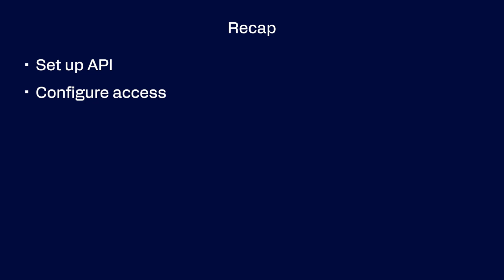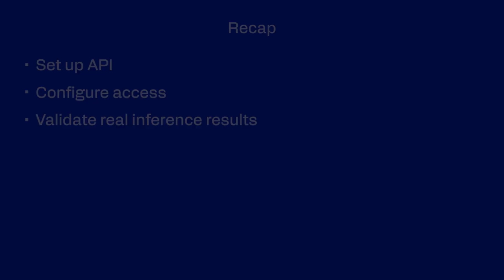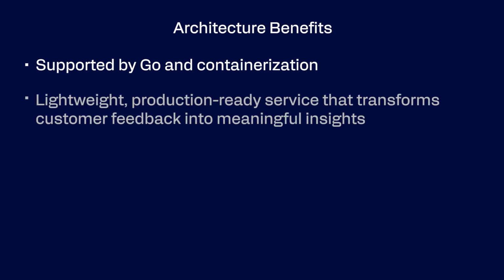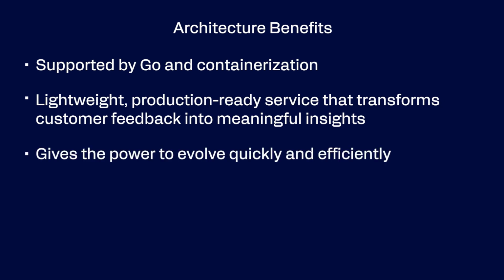There you have it. We just built and tested a complete microservice powered by the Qualcomm AI Inference Suite, setting up the API, configuring access, and validating real inference results. This architecture, supported by Go and containerization, gives you a lightweight, production-ready service that transforms customer feedback into meaningful insights. Whether you're scaling sentiment analysis, adding new AI tasks, or experimenting with backends, this architecture gives you the power to evolve quickly and efficiently. Now that you've built your first inference microservice, you're ready to take it further.